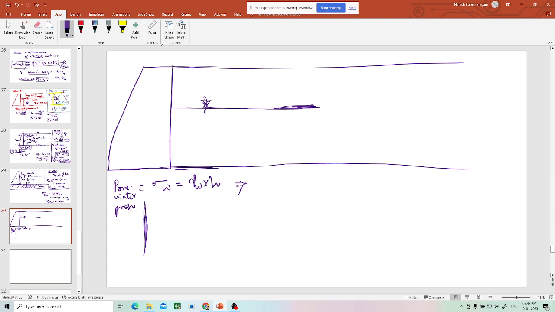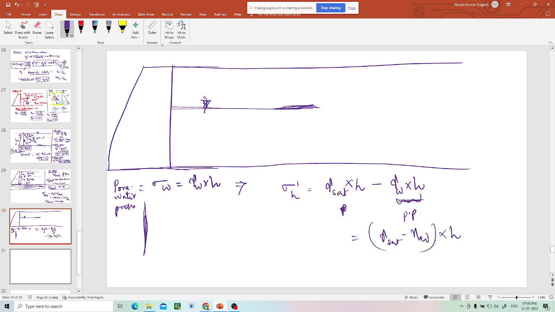If there is any gamma sat, what are we doing? For sigma V dash, first we calculate total gamma sat multiplied by H. Then we do gamma W into H. This is pore water pressure, and that is the total pressure. Then gamma sat minus gamma W, as H is common, multiplied by H, is nothing but gamma submerged, effective, into H. That is how we find sigma V dash. But what we deduct first is pore water pressure. How to calculate pore water pressure? Like this.